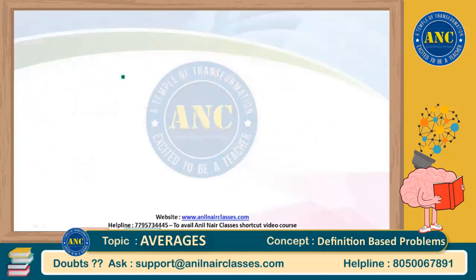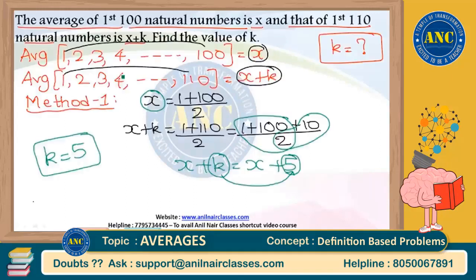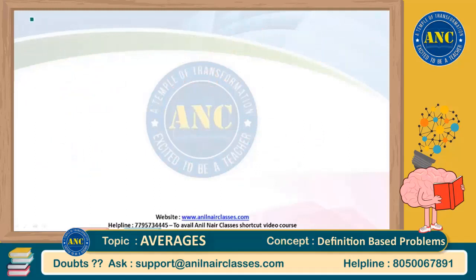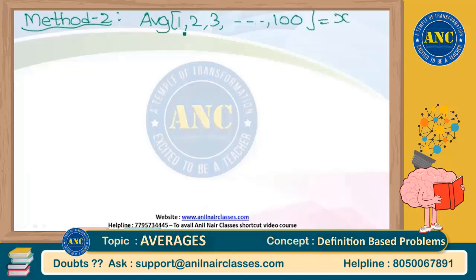Now see here, I will solve the same question using method 2. Listen carefully, sir. If you want, I will draft the question once again. The question: the average of 1, 2, 3 till 100 is x. The average of 1, 2, 3 till 110 is x plus k. What is the value of k?